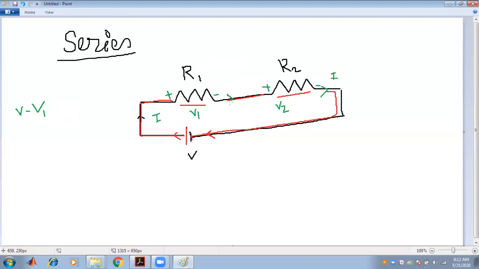The current I is leaving from here, and the sign is minus, so write down minus V2. Now this same current I comes back here. What is the potential at that instant? It is zero, the ground potential. So you can write that it is equal to zero, or V equals V1 plus V2.